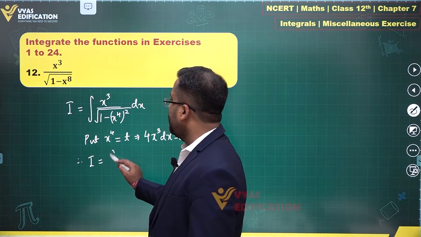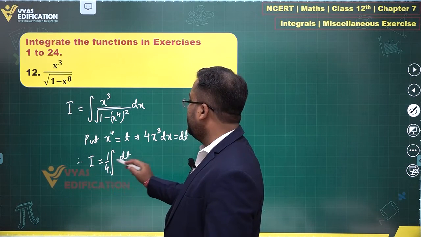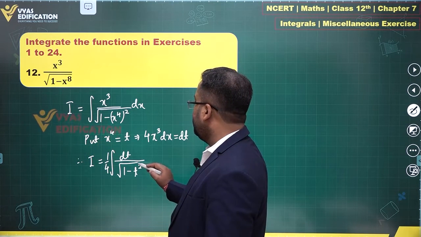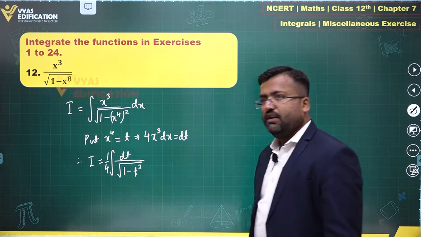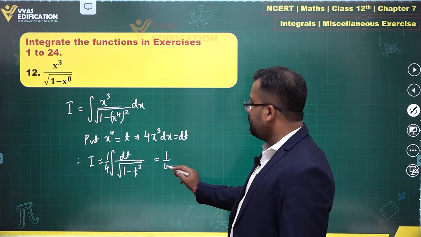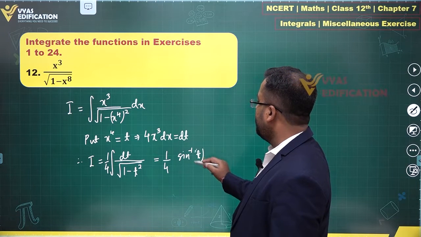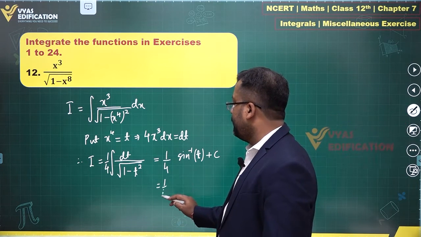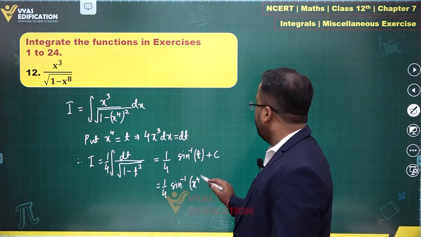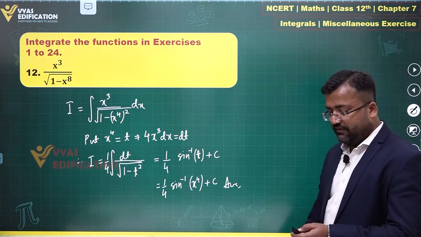Therefore, I is equal to the integral of x^3 dx, which is 1 by 4 dt, upon under root of 1 minus (x^4) square, which is t square over here. This is what you have, right? And what is this equal to? This integral is not difficult. 1 by 4 is okay. This is a square minus x square, sine inverse x is what I'll get. Sine inverse t plus constant. That is 1 by 4 sine inverse t, and t is nothing but x^4, plus constant. That is my required answer for this question, as you can see over here.